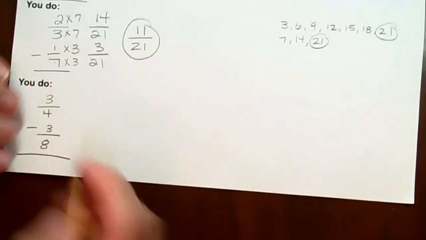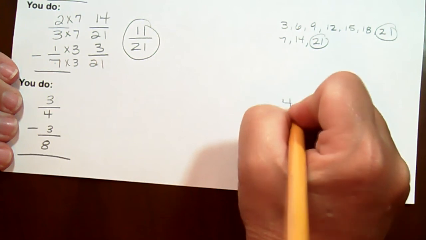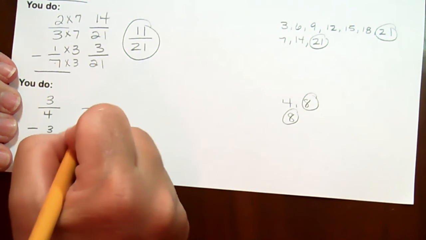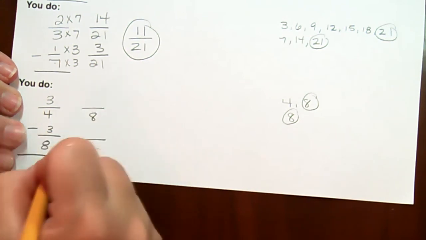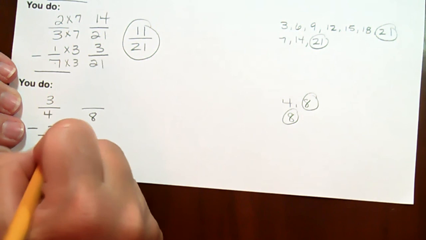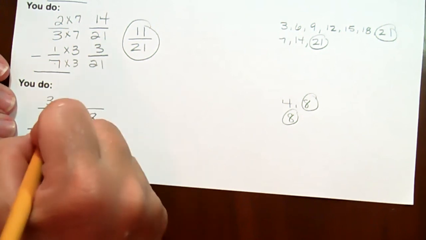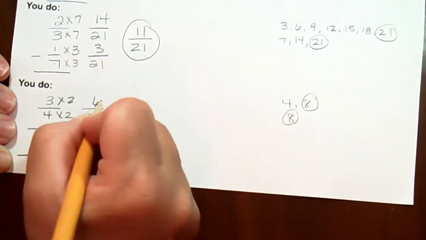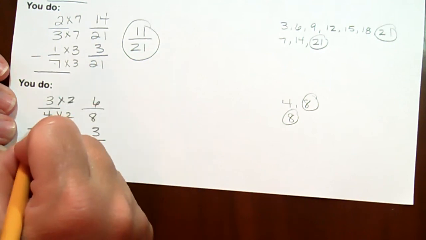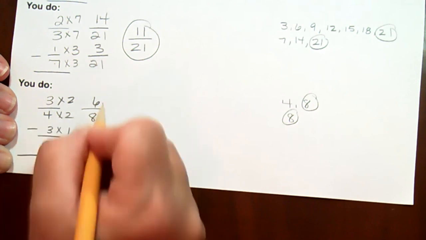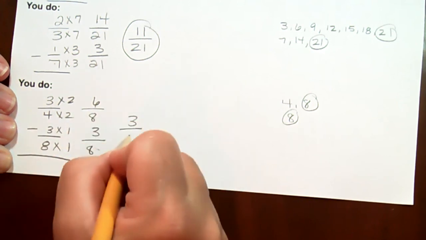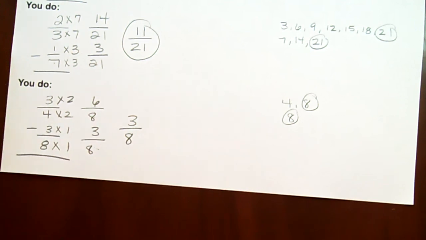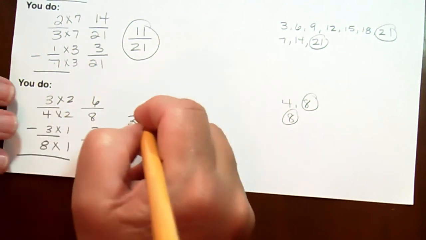And the last we do, 4 and 8. 4 times 1 is 4, 4 times 2 is 8. 8 times 1 is 8. So that makes our denominator 8. 8 goes into 8 one time, so 8 times 1 is 8. 3 times 1 is 3. 4 times 2 is 8. And what you do on top, you do on the bottom. 3 times 2 is 6. 6 minus 3 is 3. And then the denominator of 8. So the answer is 3/8.